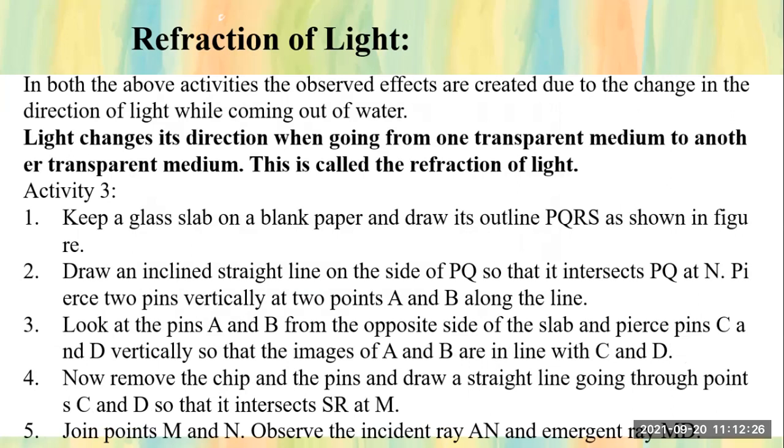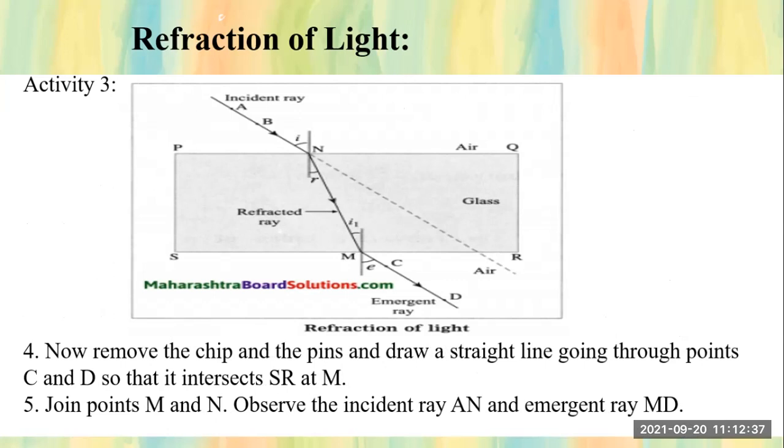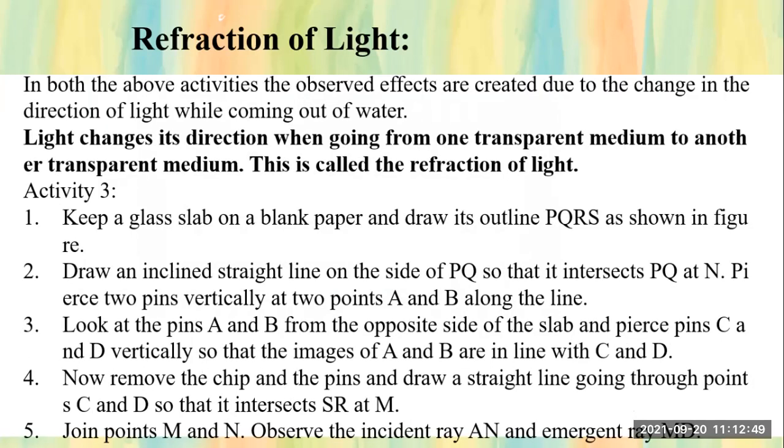Pierce 2 pins vertically at 2 points A and B along the line. What you have to do? You have to place 2 straight pins, paper pins, students. Those pins you have to pierce at position A and position B. This much everyone understood?